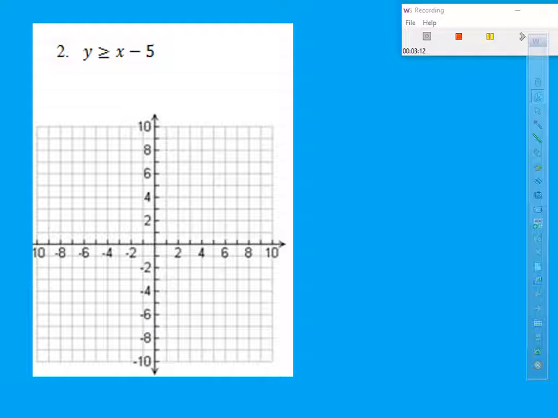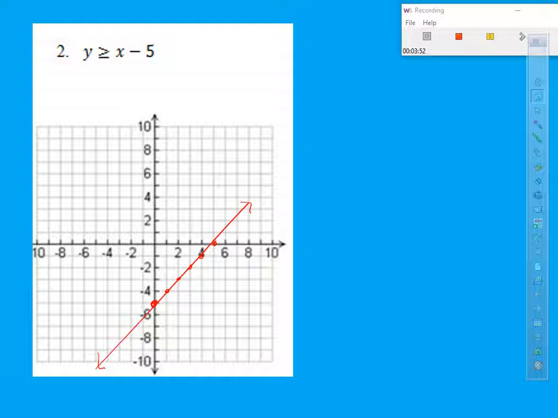Here comes your second one. I'll go ahead and hit this one. It says y is greater than or equal to x minus 5. Well, this is already solved for y for you. So let's just graph it. Let's start down here at negative 5. My slope is 1, so I'm going to go up 1 and over 1. Now you need to decide if it's a solid line or a dotted line. Since it's greater than or equal to, it's a solid line.